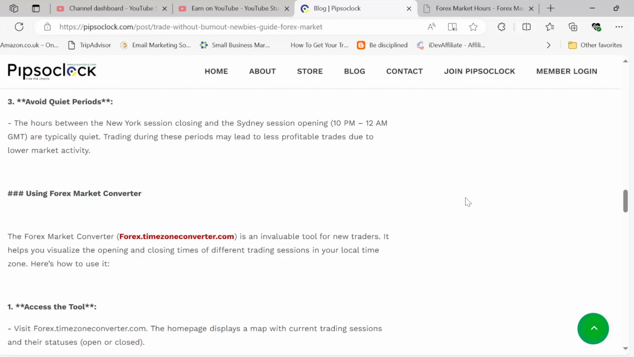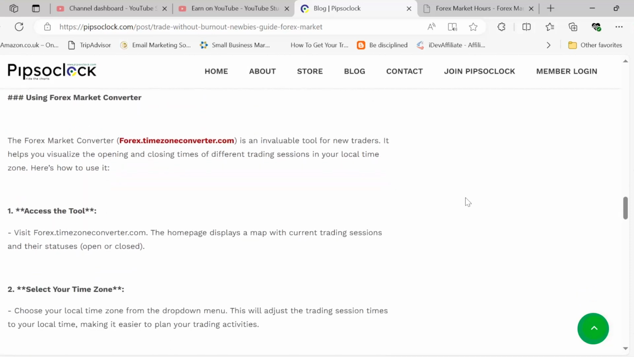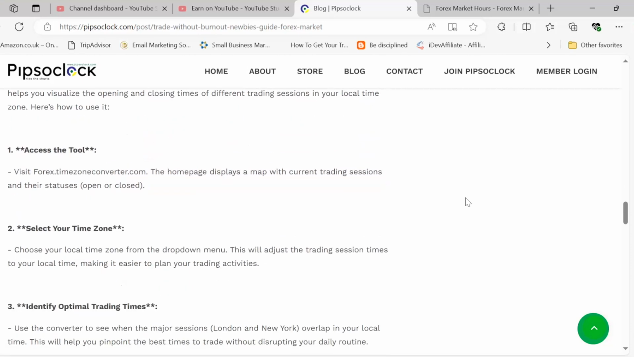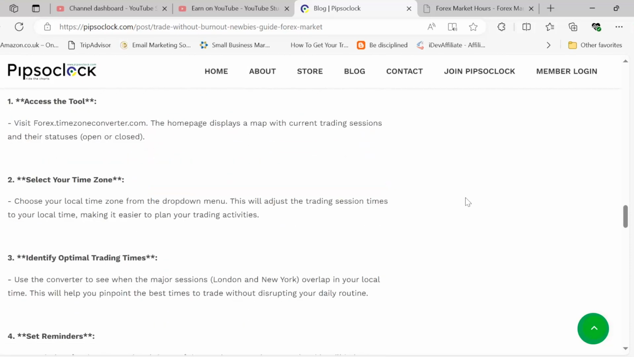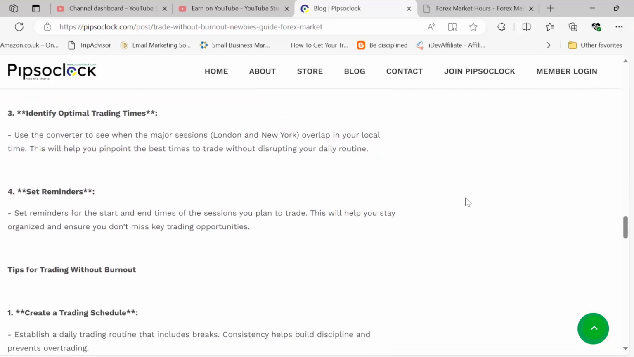So now, using the Forex Market Converter, we're going to go to the website, but let's look at what we should be doing there. We'll be accessing the tool, selecting our time zone, identifying the optimal trading times, and then setting our reminders. After that, we will work on trading without burnout. We'll come back to that shortly. Let's quickly run through it, then we'll go to the market converter.